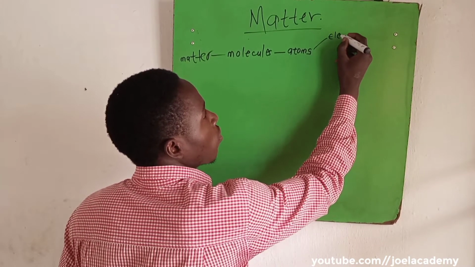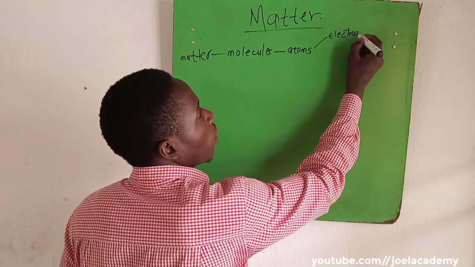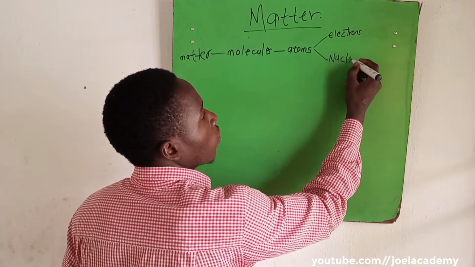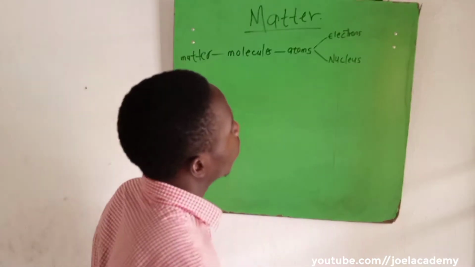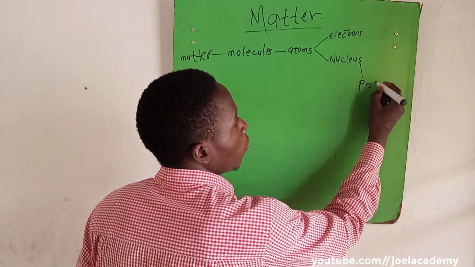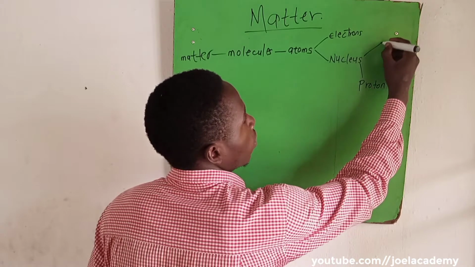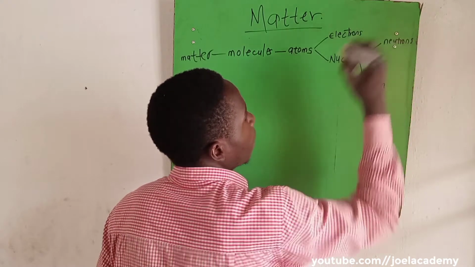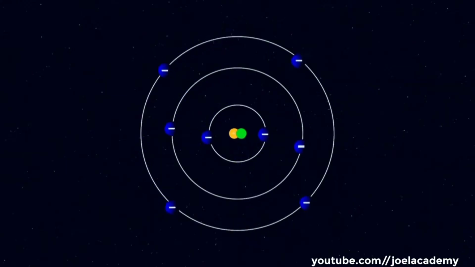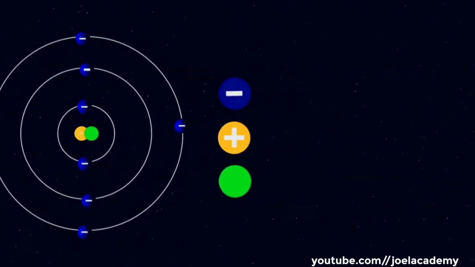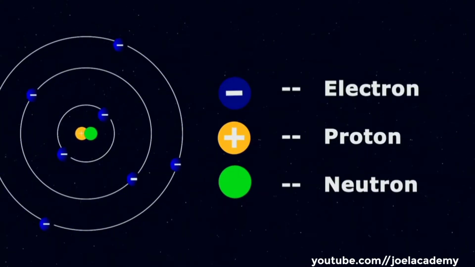So I have electrons revolving around the what? The nucleus. Now in the nucleus, which is the center of the atom, we have what called the protons and the what? The neutrons. So these are the constituents that make up matter. We have protons and neutrons coming together to make the nucleus. We have electrons revolving around the nucleus, which is the perfect structure we have for an atom.